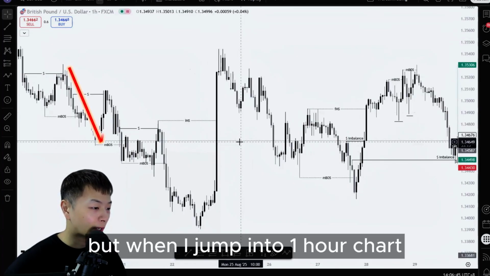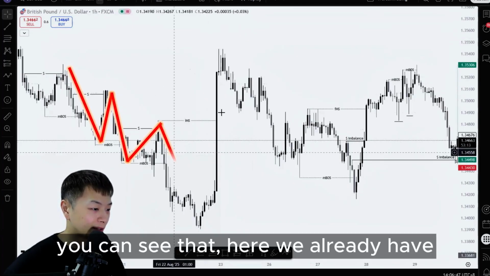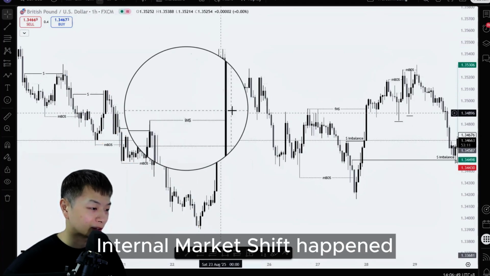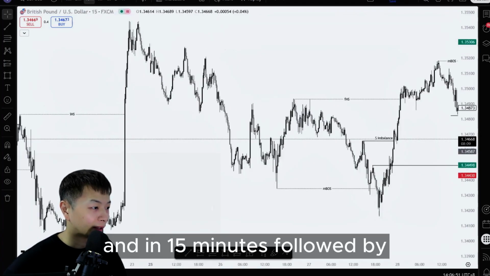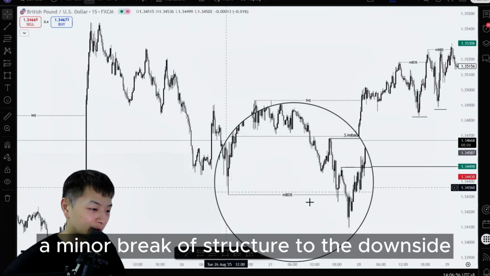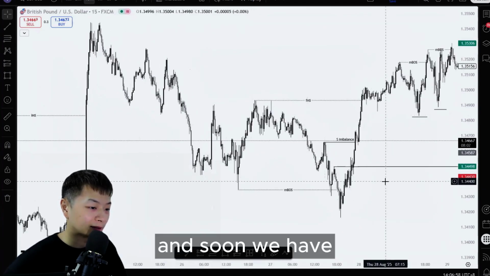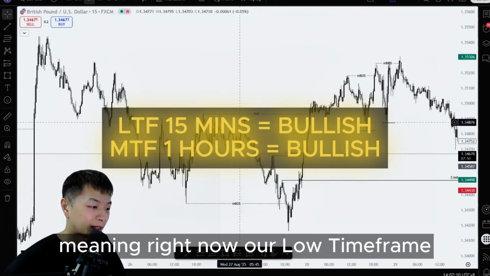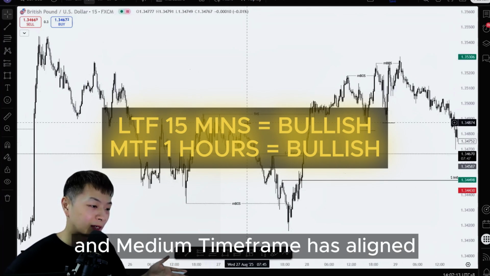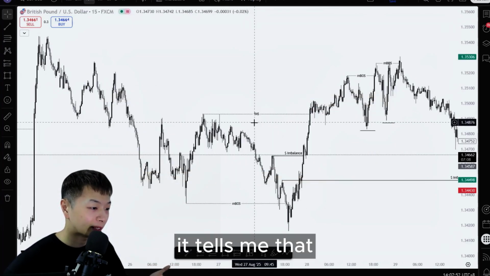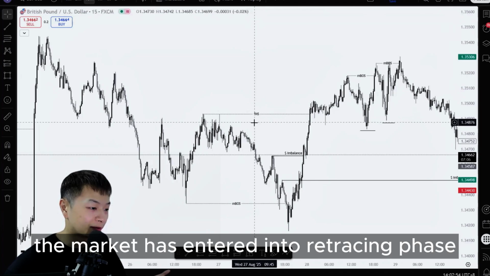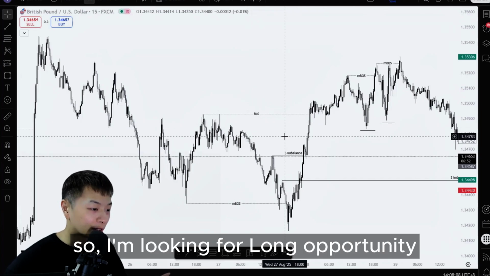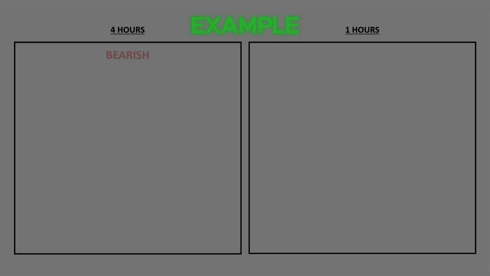But when I jump into 1-hour chart, you can see that here we already have internal market shift happen. And in 15 minutes followed by a minor break of structure to the downside. And soon we have fractal market shift happen over here. Meaning right now our low time frame and medium time frame has aligned. It tells me that the market has entered into retracing phase. So I'm looking for a long opportunity inside this pullback.